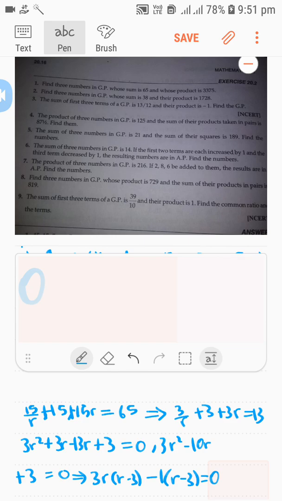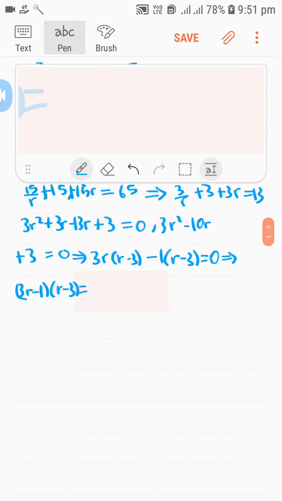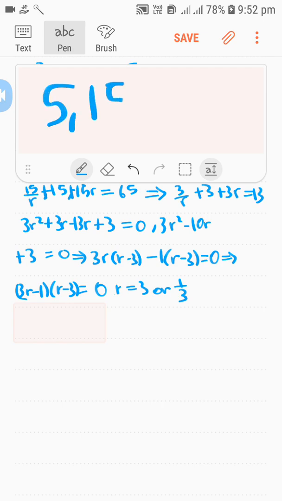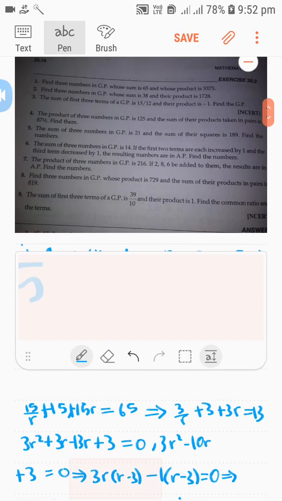So from that we can say that 3r minus 1 into r minus 3 should be equal to 0. So you have r is equal to 3 or 1 by 3. Nice. Which means that these three numbers are actually 15 over r, 15 and 15r, but putting 3 and 1 by 3 we get the same numbers. So you just get 5, 15 and 45 as those three numbers. So that's nice. Now let's go to the next question.